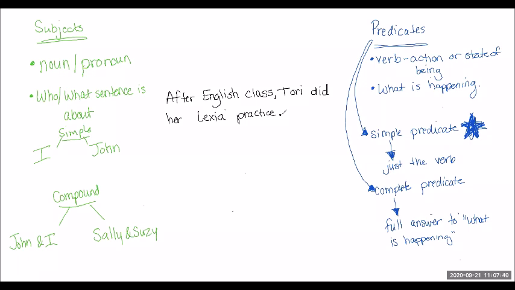English class, Tori did her Lexia practice. I have a few nouns in this sentence. I'm going to go ahead and highlight and find my nouns with red. English class is a noun. It is a thing. Tori is a noun. And Lexia is a noun. Name of a specific thing. Oh, and I forgot I have a pronoun up here. Okay, so I have a lot of nouns.